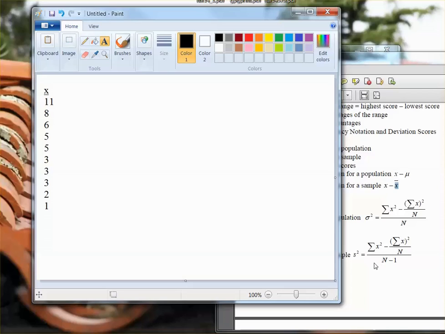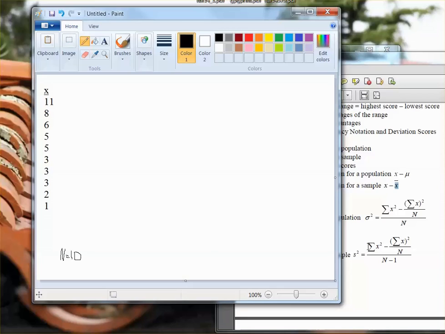We need n. So the n, just like with our mean, is the number of scores. So here we have 1, 2, 3, 4, 5, 6, 7, 8, 9, 10 scores. So we know that n is going to be equal to 10. So the n minus 1, of course, would be 9. Then you'll notice we have this other thing here.